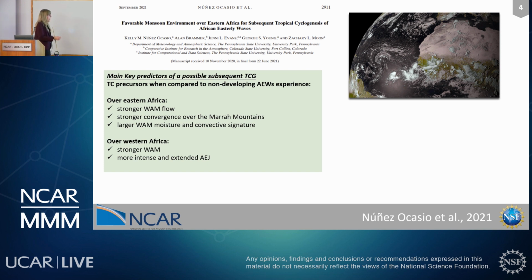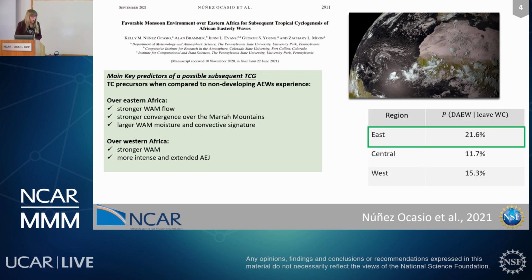A stronger, more intense, active monsoon, but also a more intense and extended African easterly jet. So we're hoping that these key predictors can help the forecaster predict genesis, but it could also help the local forecaster in terms of predicting a rainfall event, for example. We also found some relationship between tropical cyclogenesis likelihood and where these African easterly waves initiate. It turns out that those waves that initiate over eastern Africa are more likely to become tropical cyclones once they cross the west coast of Africa, more than those that originate over central or western Africa.